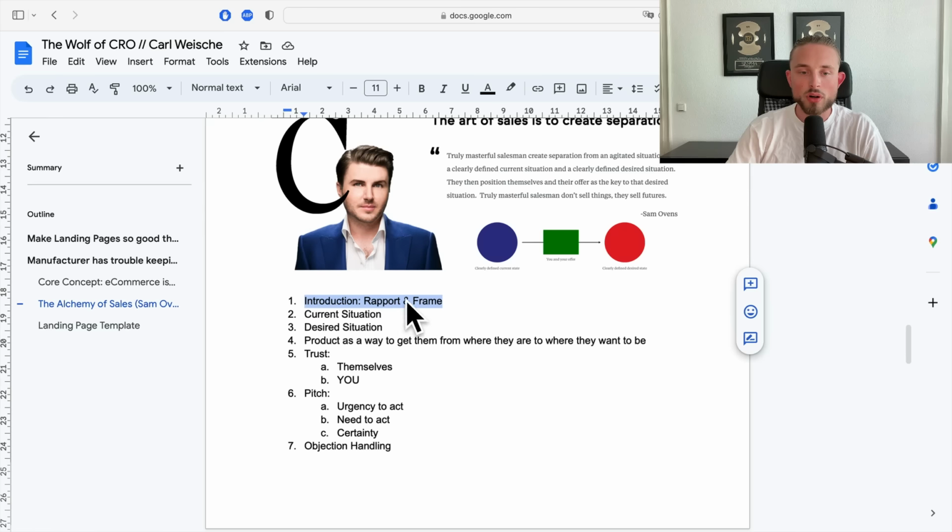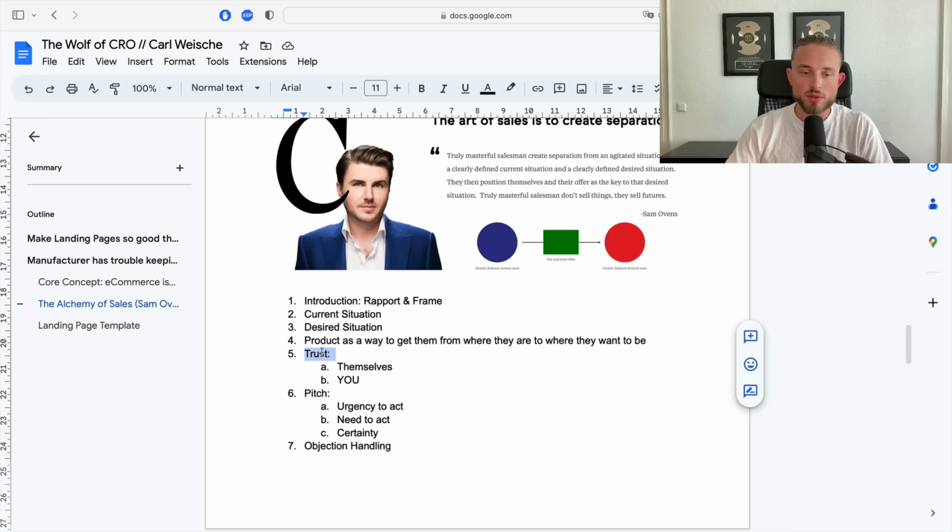First of all, rapport and frame as the introduction. Then you start with the current situation that they're in, really getting into that, digging into that. Then you go over to their desired situation. Where do they want to be, right? And then you can spend some time talking around why they aren't there yet, what are the pains, etc. But that's clear for me if I'm talking about current and desired situation. And then the next step is you want to position your product as a way to get them from where they are to where they want to be.